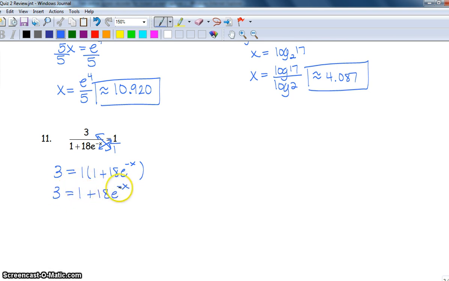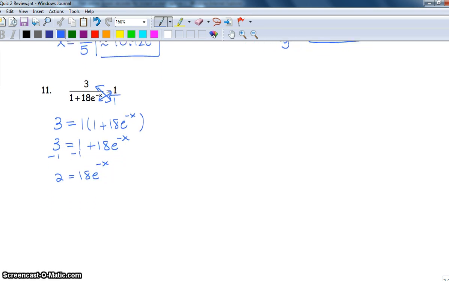So now we've got to kind of take apart our puzzle here to get to our exponent. We subtract 1 from each side. 2 is equal to 18e to the negative x power. Divide by 18 on each side. And when you divide by 18, you find that you get a decimal that's repeating. So we're going to use the fraction. And then we want to get rid of the e to get to the x exponent.